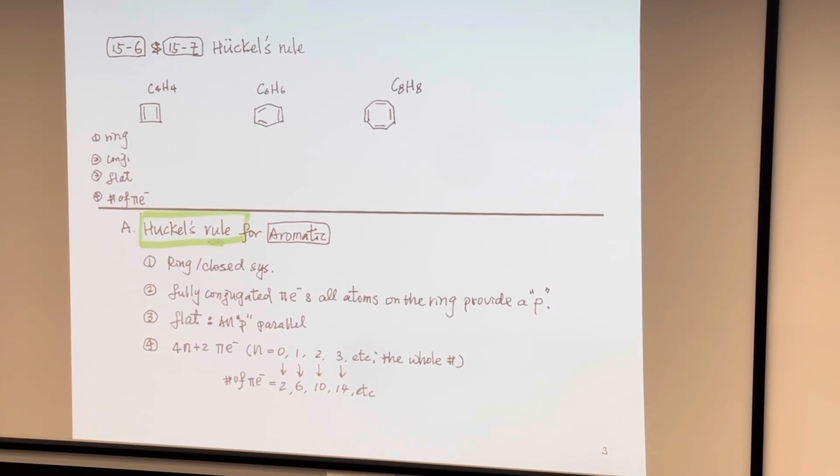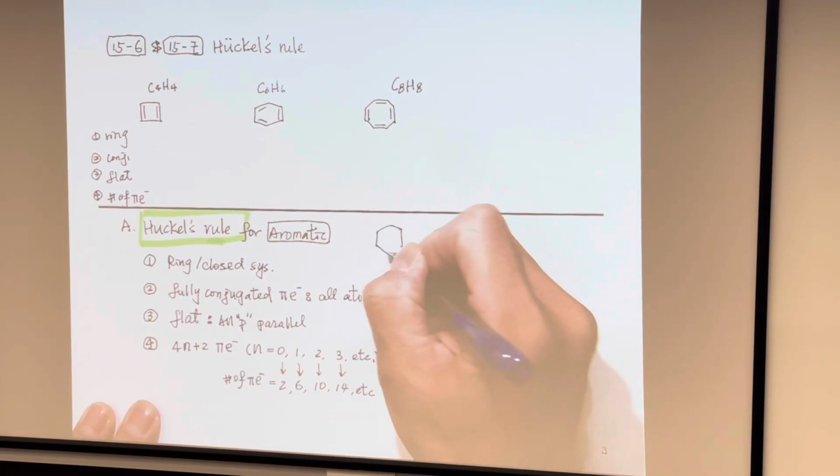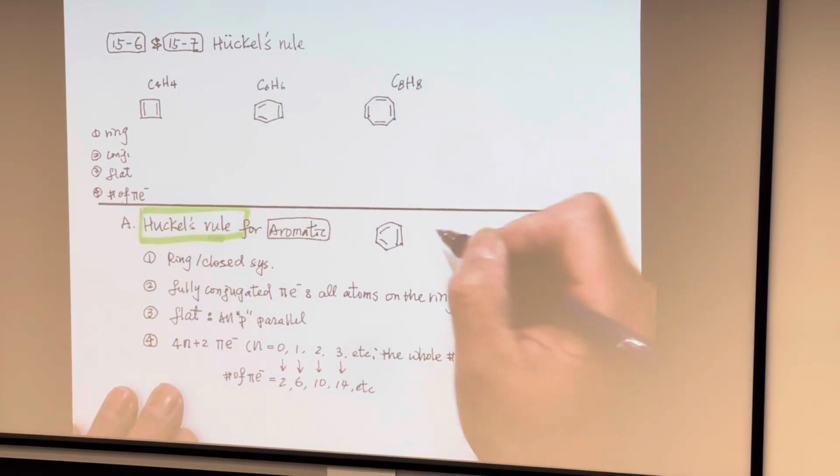So far, so good. Okay. So for example, we know benzene is aromatic, right? So benzene is aromatic. Okay. Then how about the molecule? This one here.